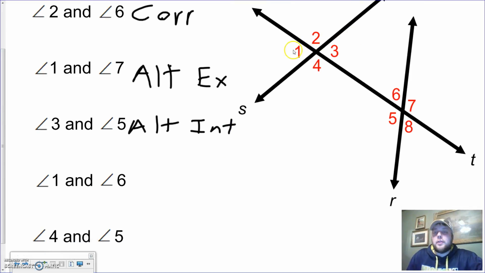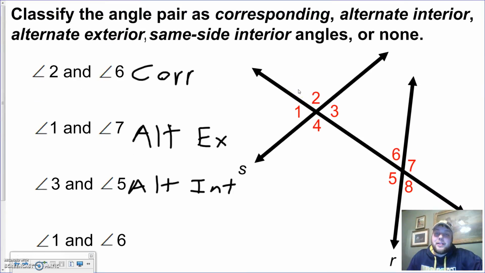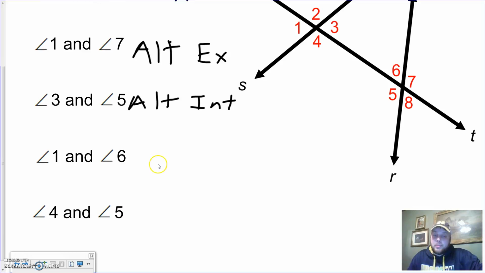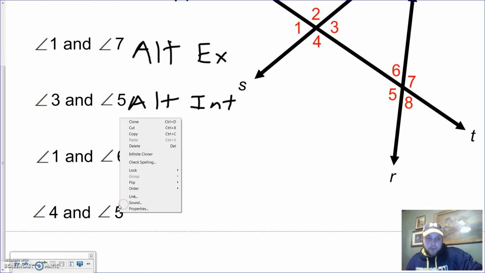1 and 6. Well, these are alternating, but they're not both on the outside, and they're not both on the inside. The 6 is on the inside. The 1 is on the outside. Notice what I got here. I got alternate where they're both interior, or alternate and they're both exterior. Well, they're alternate, but 1 is exterior, 1 is interior. So 1 and 6, I'm thinking these are probably, oops, my bad, none.